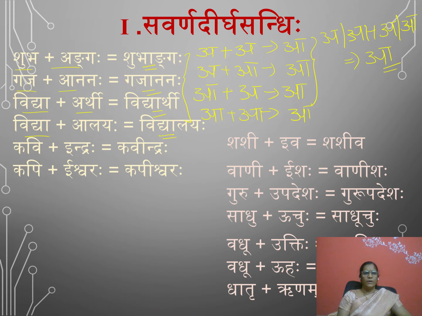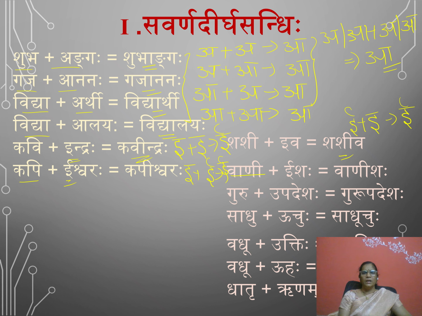Okay, next one, Kavi. In this, the first word ended with E. The second word started with E: Indraha. By adding these two, here we got E Dirgham. Here Kapi ended with E, Ishwaraha started with E. Then also we are getting E Dirgham only. Here Shashi word ended with E, and the second word started with Iva, E. Then also we got E: Shashiva.